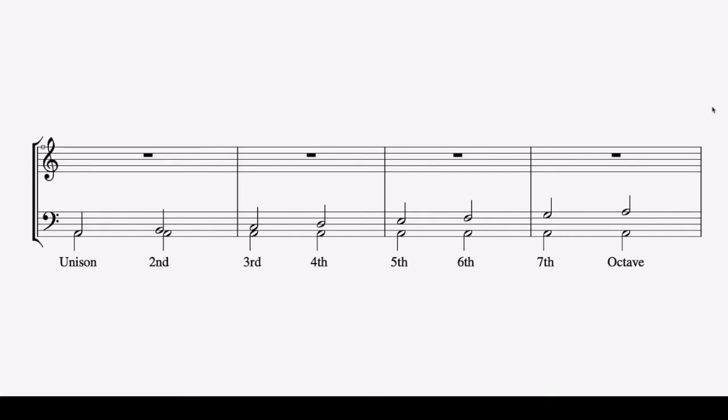Here I've written all the possible simple intervals up to an octave. A simple interval is an interval that is an octave or smaller. When the same note sounds simultaneously, we don't call this a one, we call it a unison. Next, I show a second. Between A and B is the distance of a second.